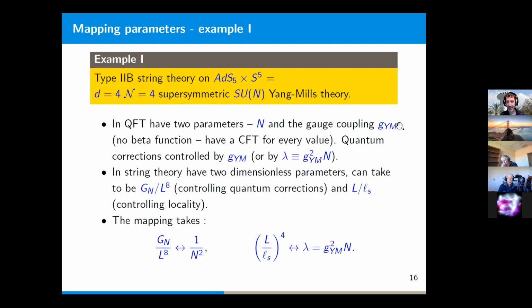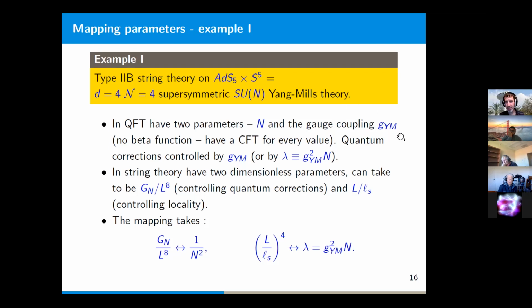Usually in Yang-Mills theory, the coupling constant is not really a parameter because it runs with the renormalization group and gets transmuted into a scale. But in this case, the beta function of the theory vanishes. So we do actually have a field theory, indeed a conformal field theory, for every value of this parameter g_YM. Therefore the theory is labeled by one discrete parameter N and one continuous parameter g_YM.